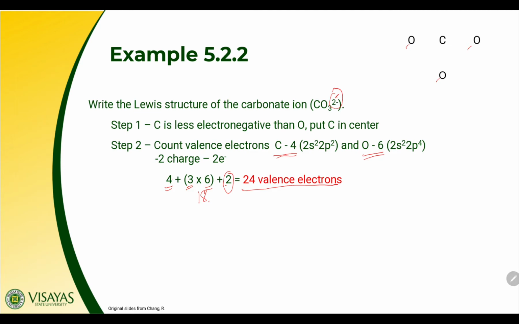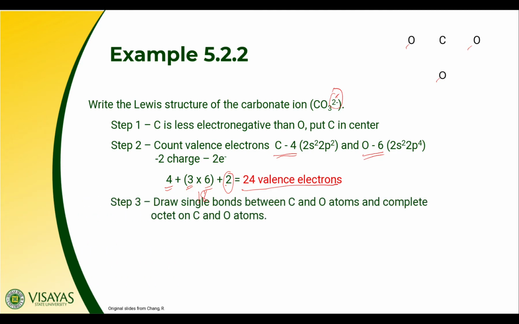After counting the valence electrons, next we draw single bonds between carbon and oxygen atoms. Then, after drawing single bonds, we complete the octet on carbon and oxygen. So, to complete the octet on carbon, this is our carbon here with 3 single bonds. Each of these bonds has 2 electrons. So, 2, 4, 6. Therefore, to complete the octet on carbon, we will add only 1 lone pair or 2 electrons. So that the total electrons on carbon is 8. So, we have 2, 4, 6, 8.